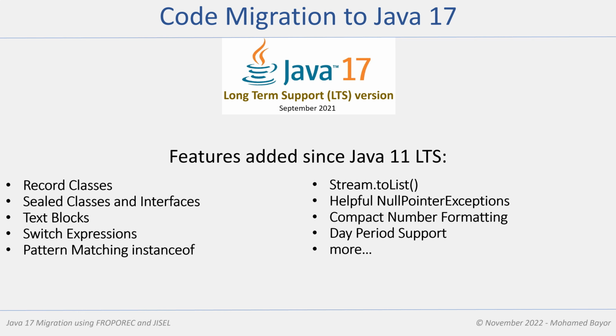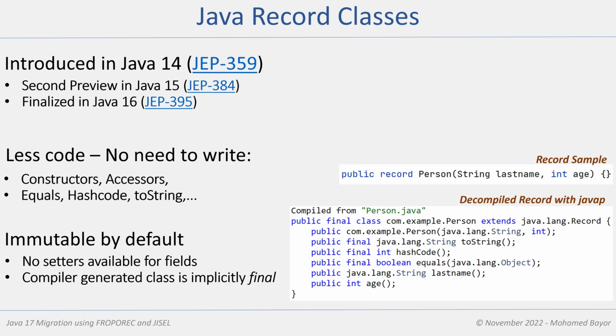Two of the most interesting features of Java 17 are Java records and Java sealed classes and interfaces. We will focus only on these two and show how you can gradually start migrating your old code to use these new features with the help of Froporec and Jisel libraries. Let's start with Java record classes.